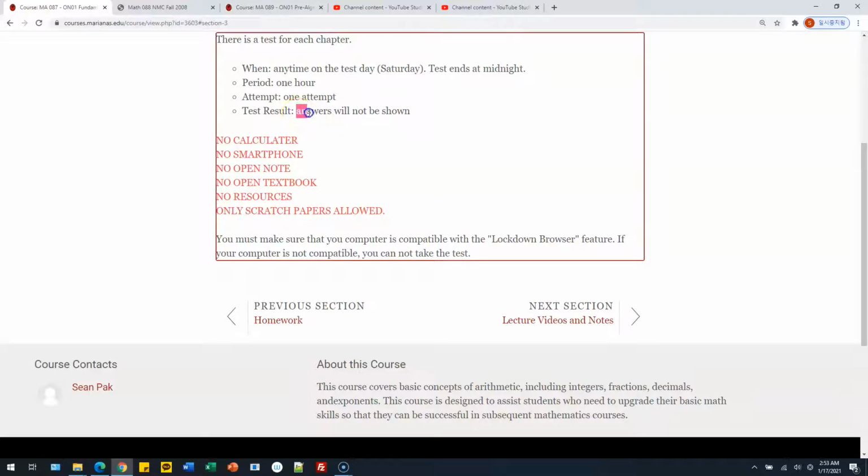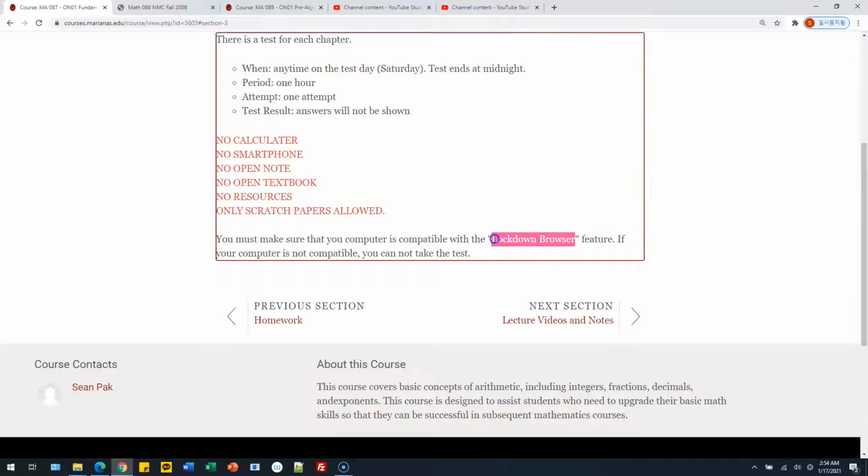Also, the test result will not show the answers. So it will show only your grade. Okay. So before taking the test, you have to check whether your PC is compatible with Lockdown browser.